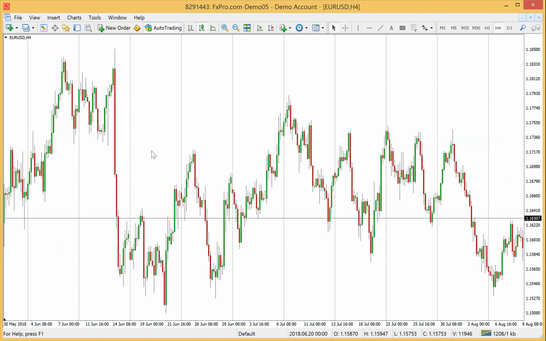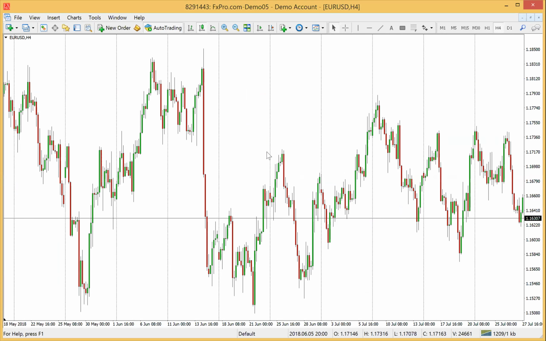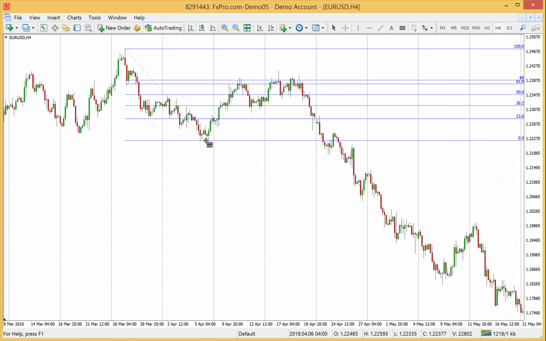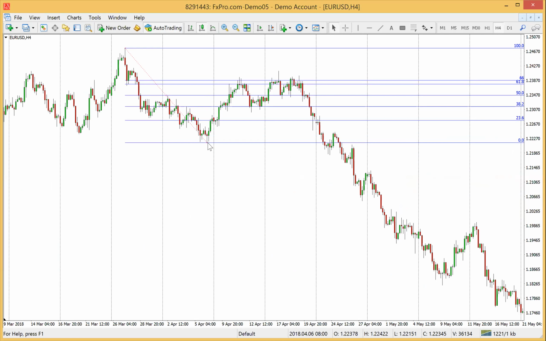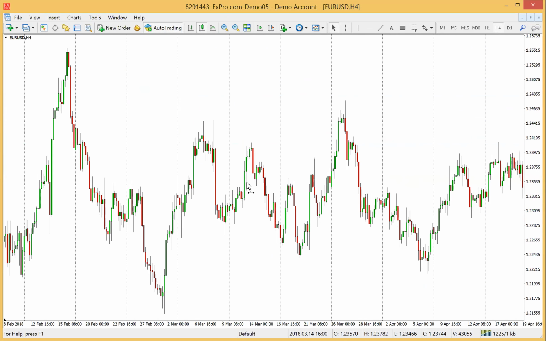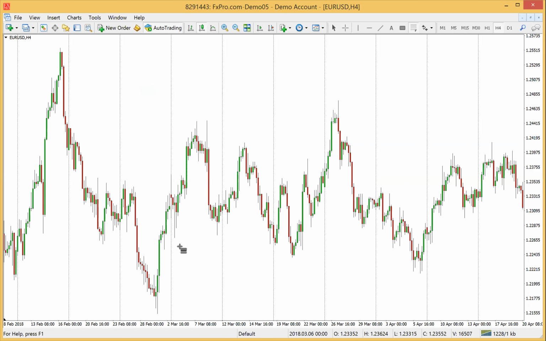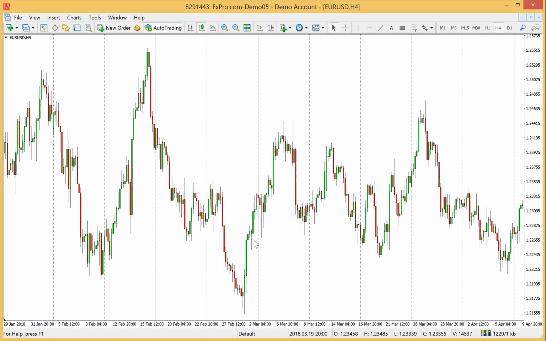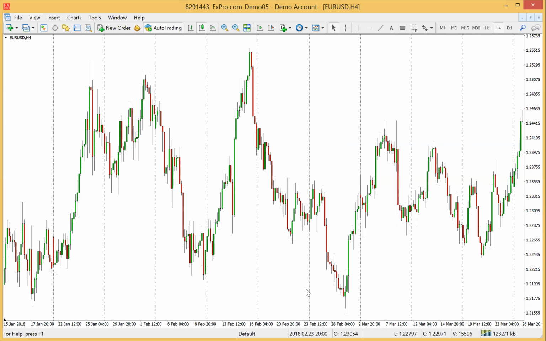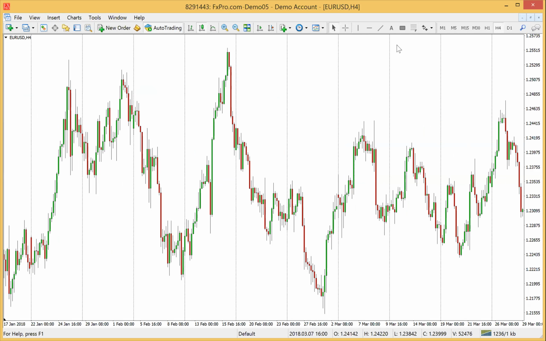Let's find a good example here. Let's see this one. No, it's not a perfect example. I'm trying to find a perfect example for you guys. Here's a good example. So just find this example here.